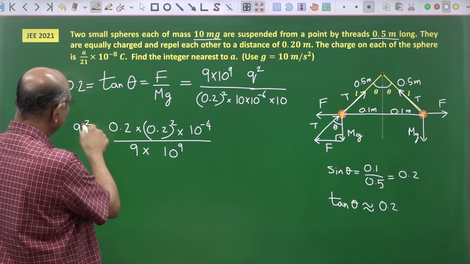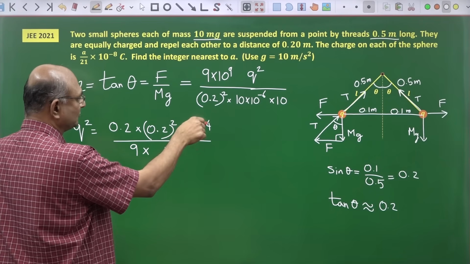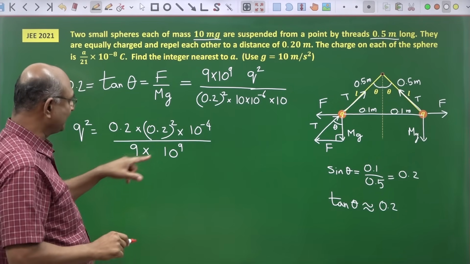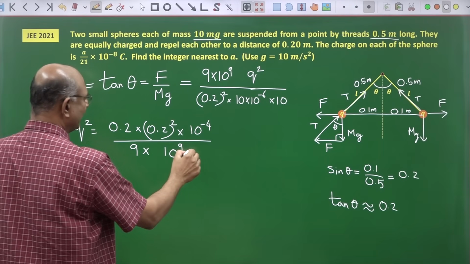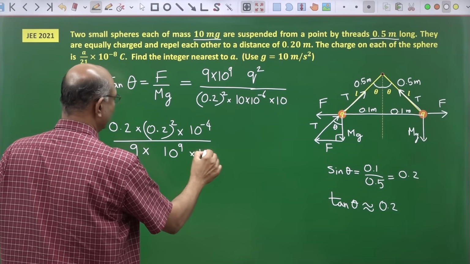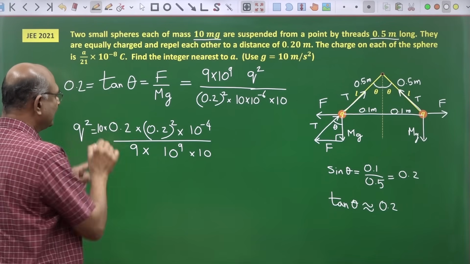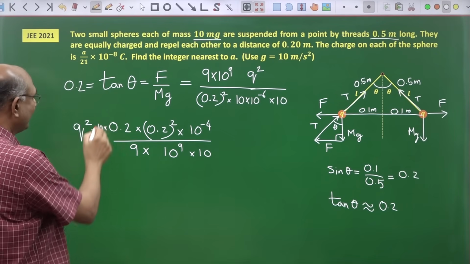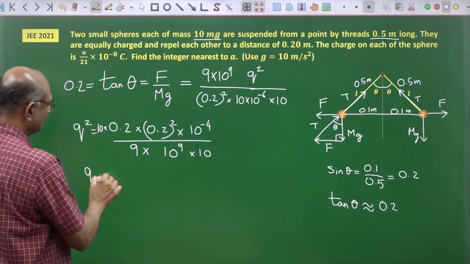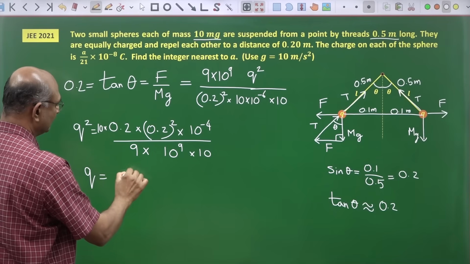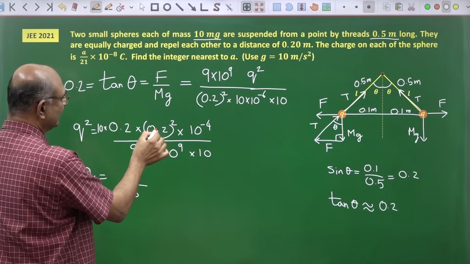So what I'm going to do is when I want to take square root, this is nice to take a square root. It has a nice perfect square. This has 10 power 9. So it's a good idea to multiply this by a 10 and multiply this by a 10. So then I get 2. So when I take square root, at least I'll get root 2 instead of root of 0.2. So what is q? Root 2. This is going to give me 3. This is going to give us 0.2.